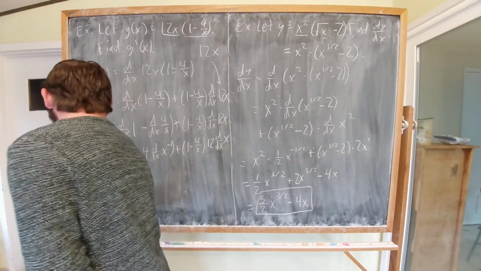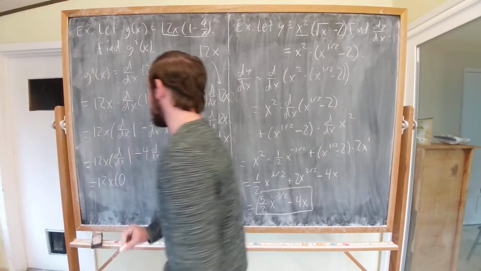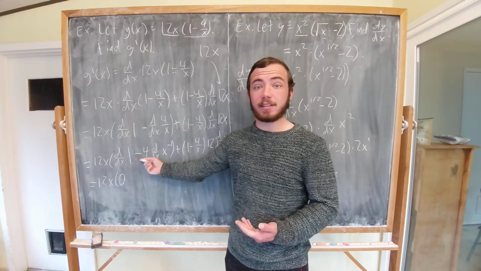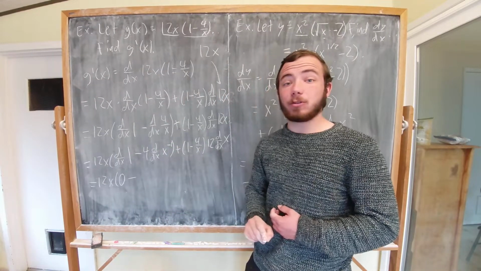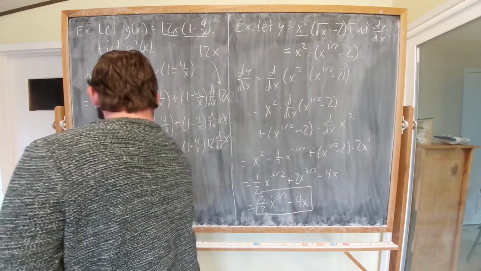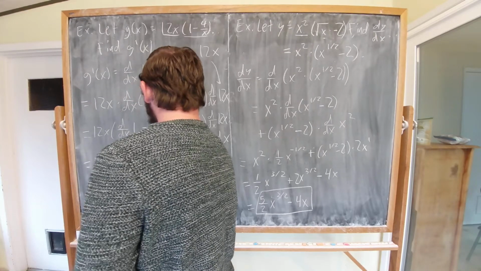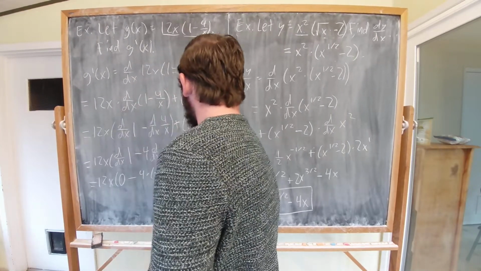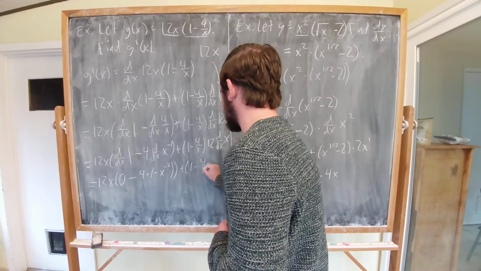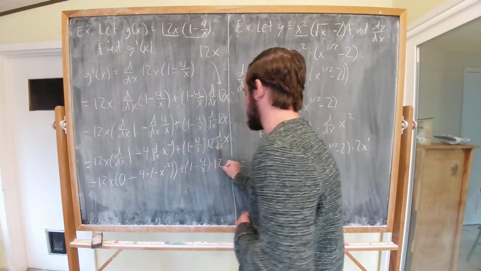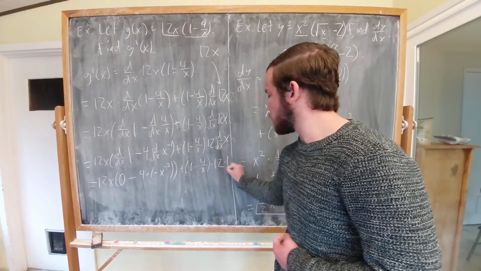Okay, let's start evaluating some derivatives. This is 12x times 0, right? Derivative of any constant is 0. Minus, applying the power rule to x to the negative first, gives us 4 times negative x to the negative second, plus 1 minus 4 over x just times 12. Derivative with respect to x of x is just 1.